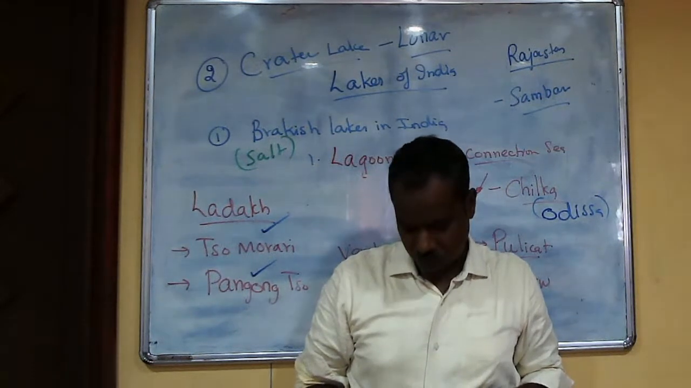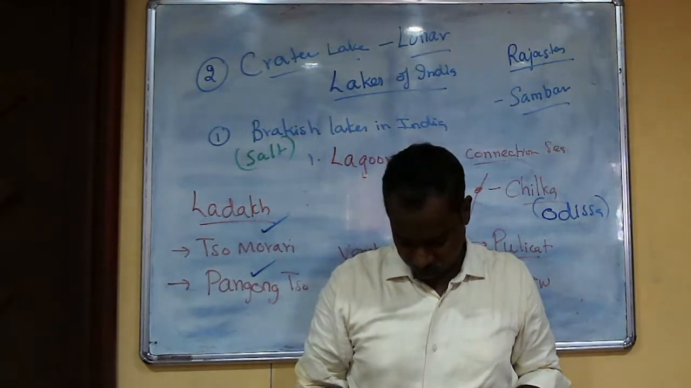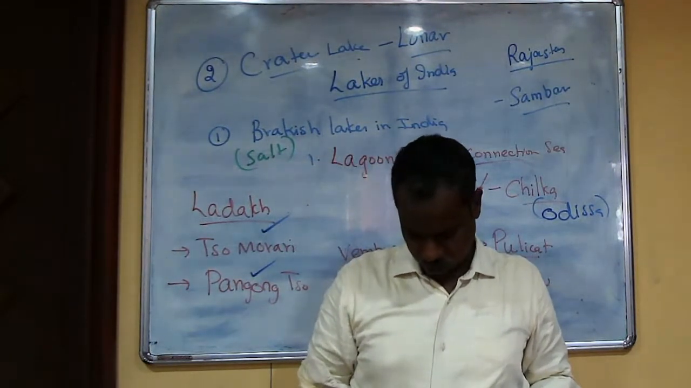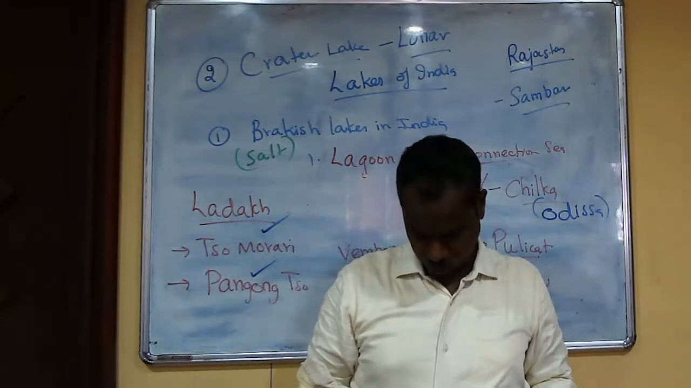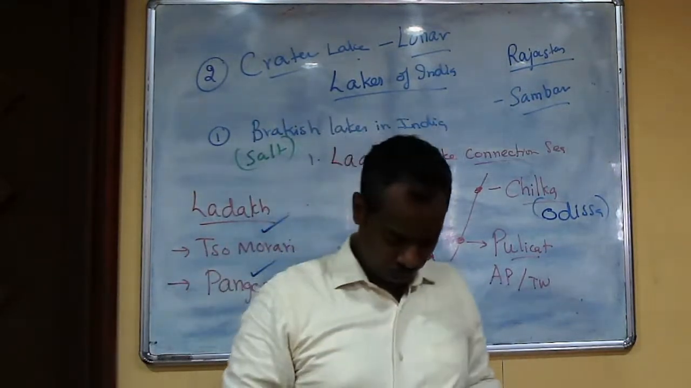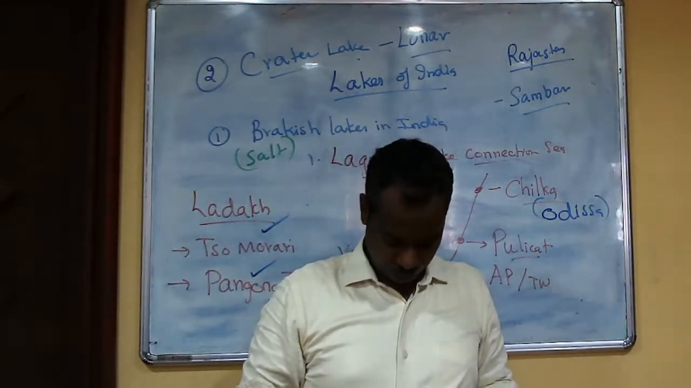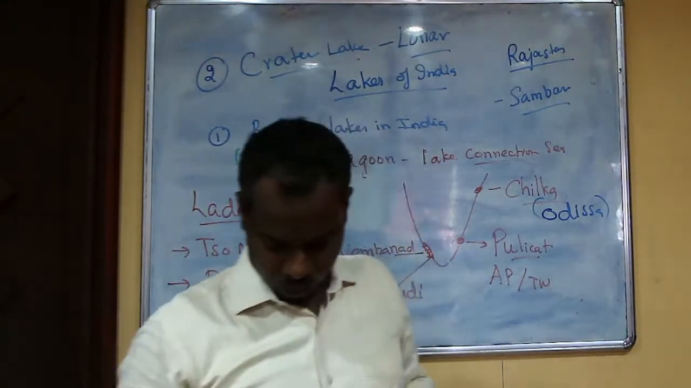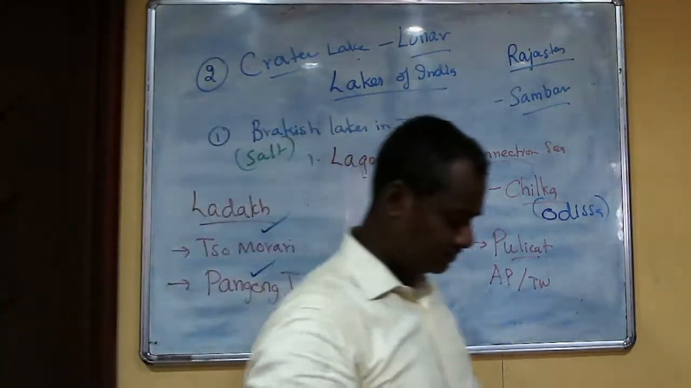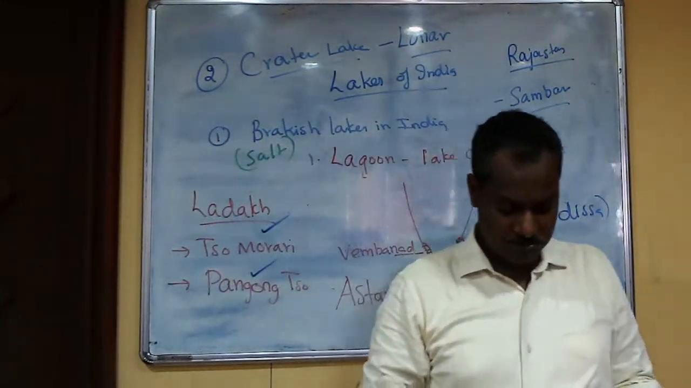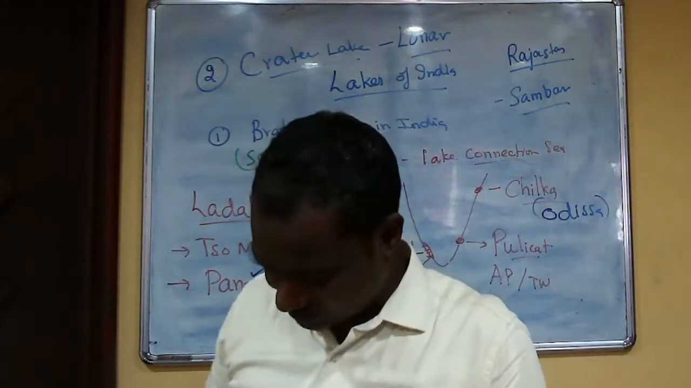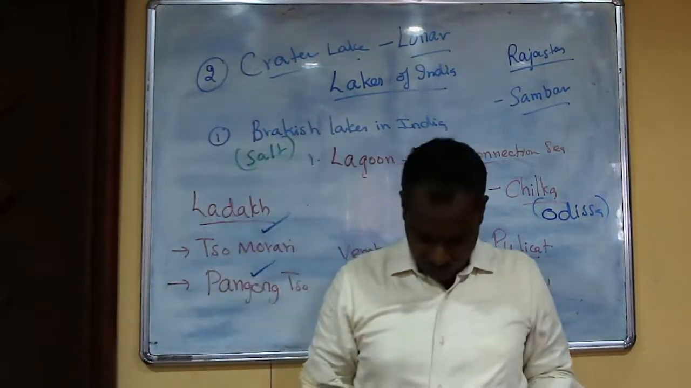Only one is there, Lonar. Lonar is also a salt water lake. So don't get confused: the crater lake is an example, and this is also an example of a salt water lake.